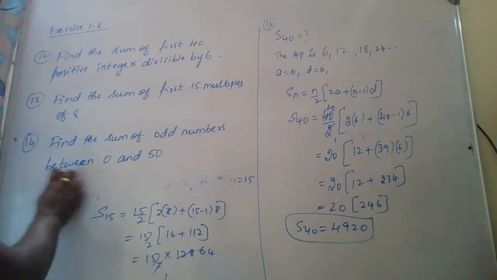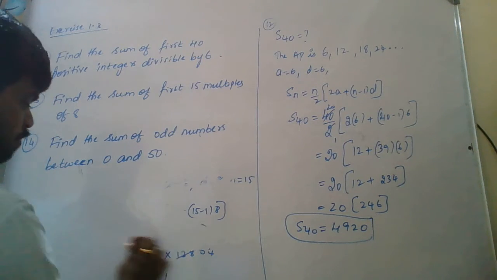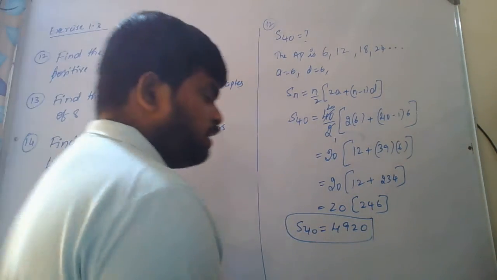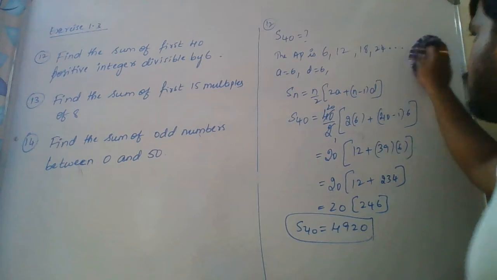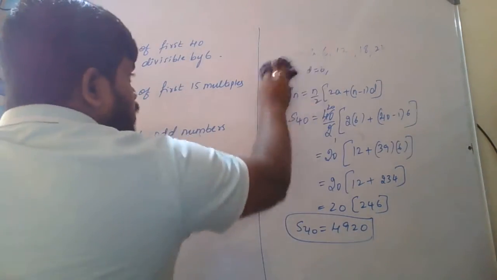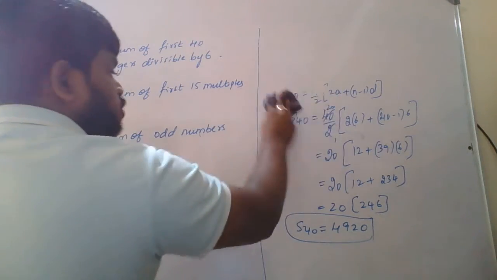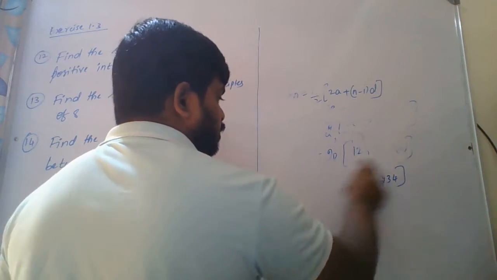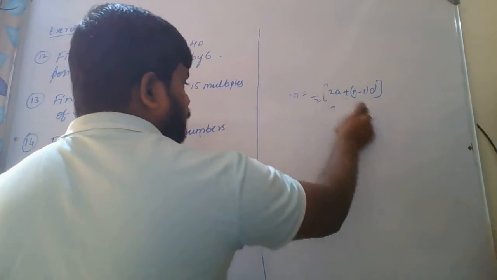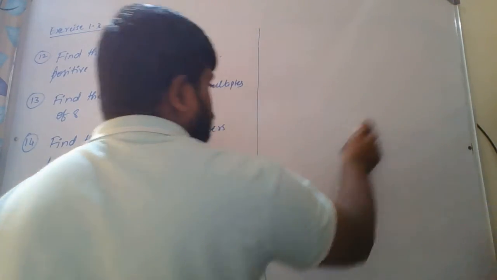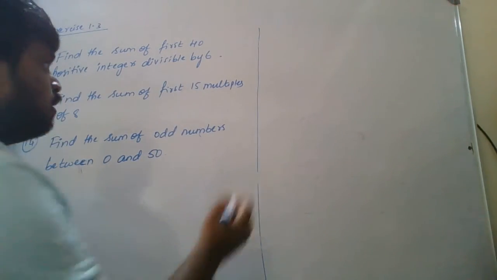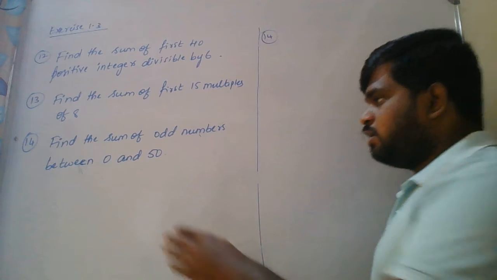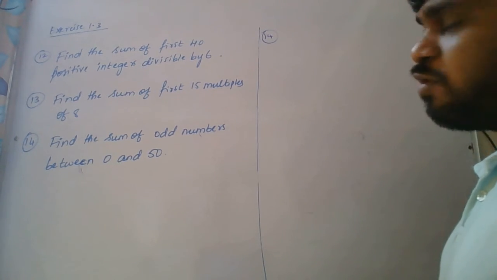In the next question, find the sum of odd numbers between 0 and 50. So we have to find the sum of odd numbers between 0 and 50. Okay, let's do that. As usual, you should know the value of A and D. Then if you know A and D, you can easily find it. Now the 14th question: between 0 and 50, you have to find the sum of odd numbers.